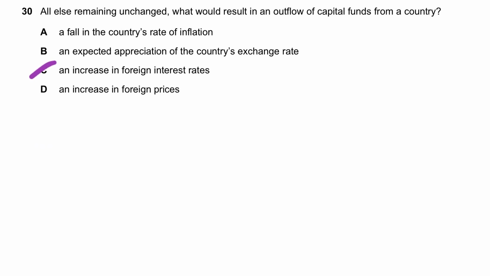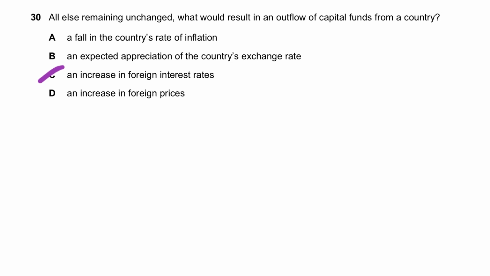Number 30 says that, all else remaining unchanged, what would result in an outflow of capital funds from a country? And the answer is an increase in foreign interest rates. Basically, when the interest rate goes up in other countries, hot money will flow out of the country. So there will be an outflow of capital funds. Remember, this is interest rates of other countries going up, which means effectively our interest rates are relatively lower.